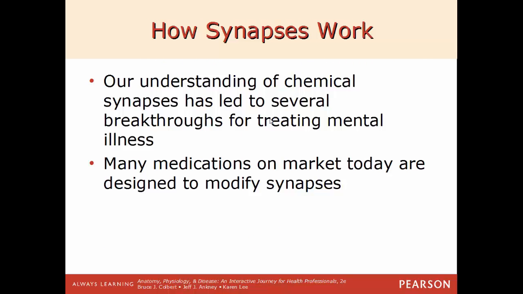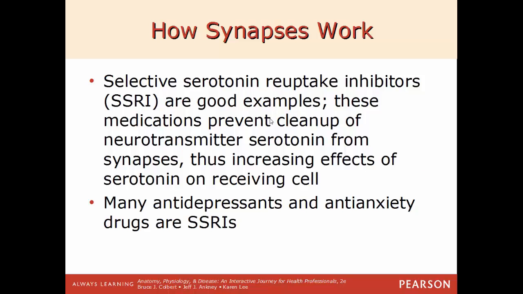Now, our understanding of a chemical synapse has led to several breakthroughs regarding the treatment of mental illnesses. Many medications on the market today are based on how to modify synapses, how they work in the synaptic cleft. Some drugs like SSRIs, selective serotonin reuptake inhibitors, are a very good example. These medications prevent the cleanup of the neurotransmitter serotonin in synapses, which will increase the effect of serotonin on the receiving cell. People who are clinically depressed are so because not enough serotonin is either being made or being received by the target cell. So if you keep serotonin in that space longer, it will improve that person's overall mood because it has more of a chance to bind to a target cell.